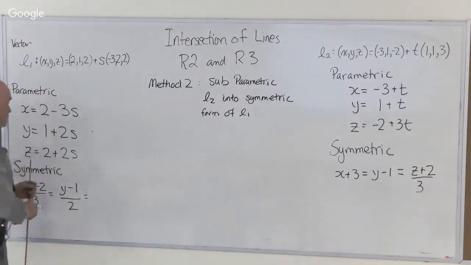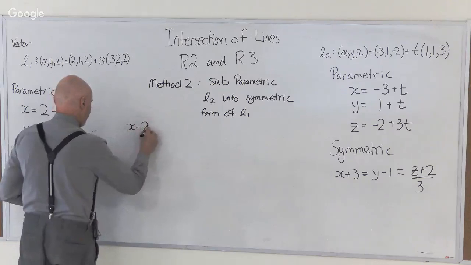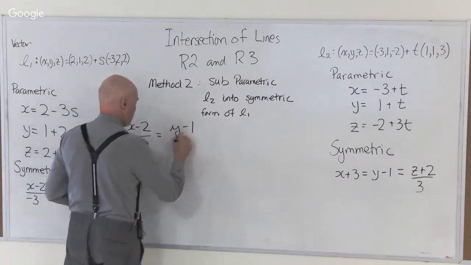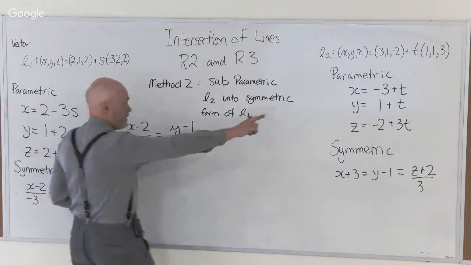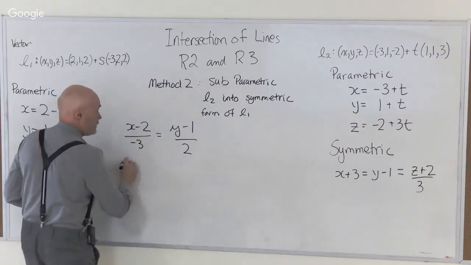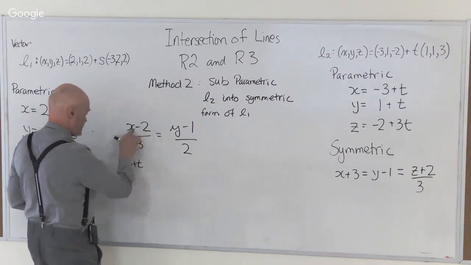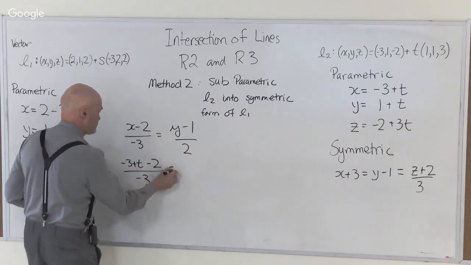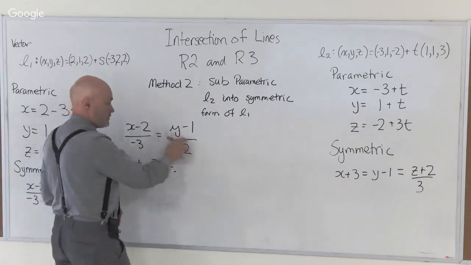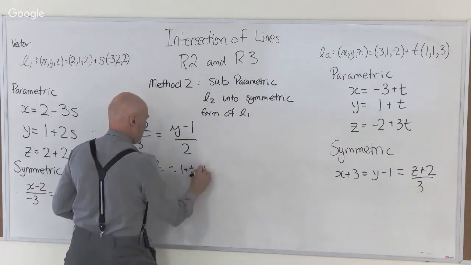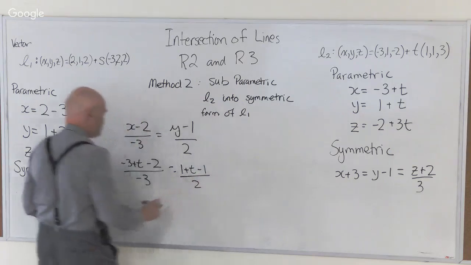here. So I've got x minus 2 over -3 equals y minus 1 over 2. Now I'm going to take this definition and substitute it for x. So -3 plus t, that's my x, minus 2 over -3 is equal to, and now I'm going to substitute the parametric form over there, 1 plus t, that's my y, minus 1 over 2.